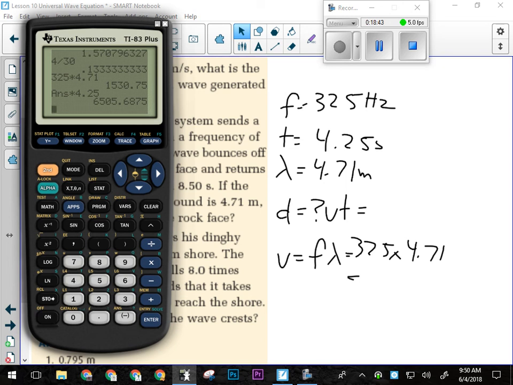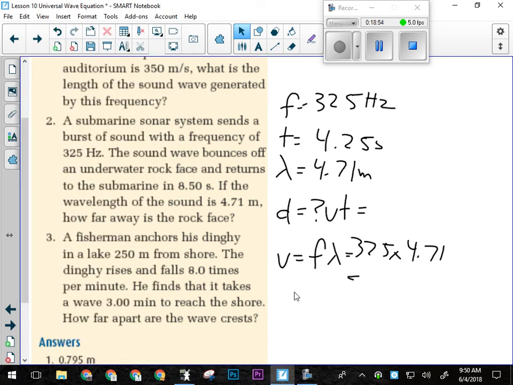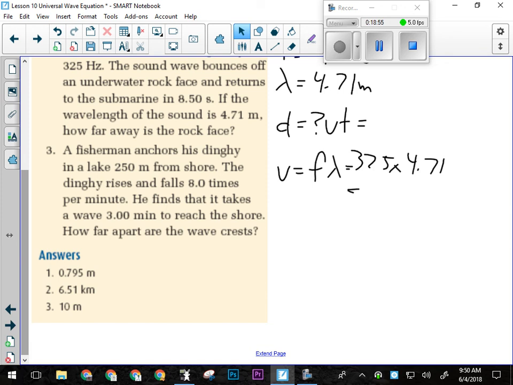How many people didn't realize that's what they had to do? Yeah, and that's usually the case. The first time you do an echo question, you just forget that, oh yeah, an echo travels there and back. All right, so have a look at number 3.